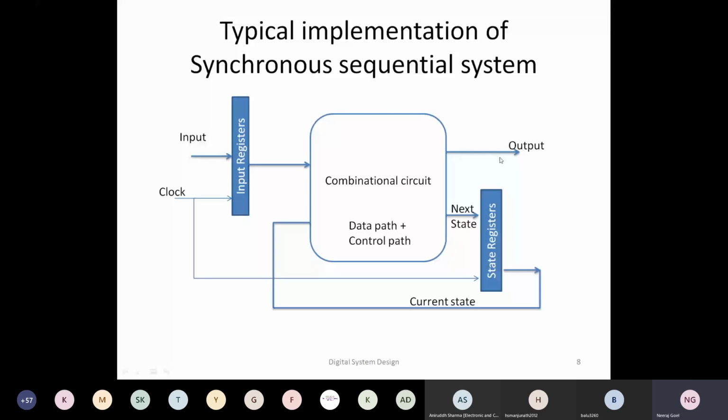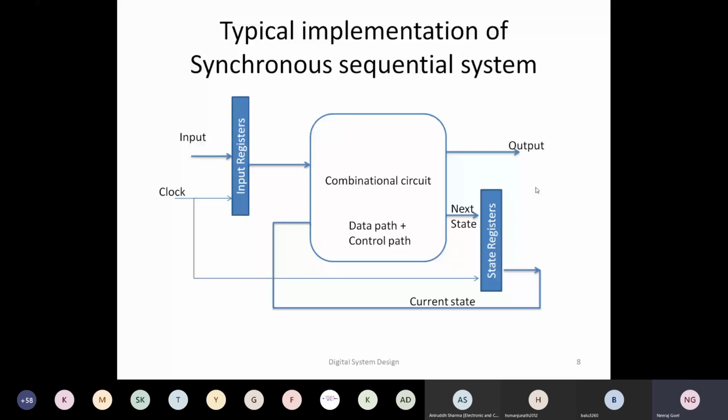And the control path would be the part of the combinational circuit that determines what would be the next state. Whenever this next state is computed, and whenever the right time of the clock arrives, this next state will become the present, current state. So this is how a typical synchronous sequential system would be implemented. Now, the question of why input is also registered would be answered probably in the next couple of slides.